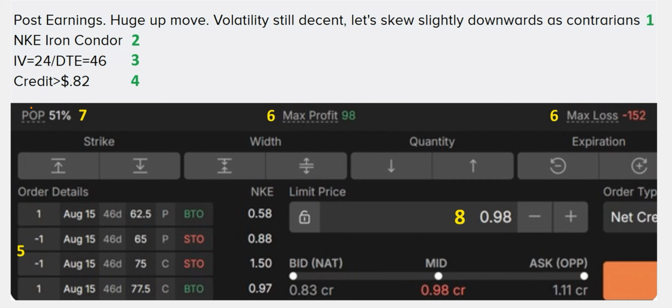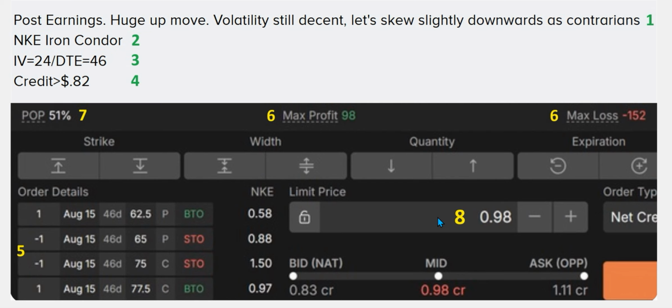Over here at number 7 is POP, which stands for probability of profit. What this means is there's a 51% chance if we were to let this trade go all the way to expiration, it would be at least $1 profitable. So there's a 51% chance this trade closes profitable in 46 days when this trade expires.